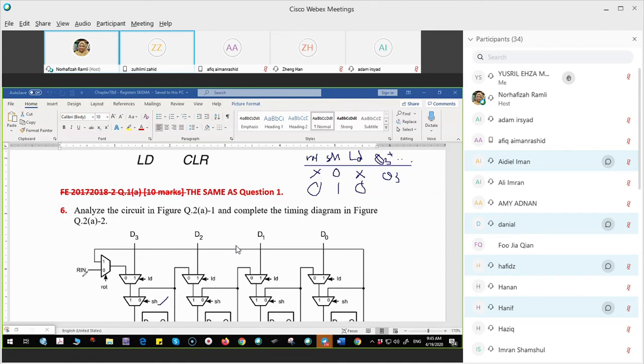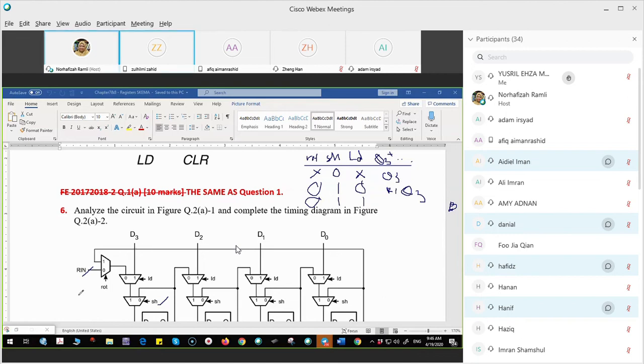When load is 0, this is when you shift right, isn't it? So this is what shift right. This one will take from R in, and then the next one will take Q3. Q2 will take from Q3, right? That means you shift right. Okay, zero. But what if 0, 1, 1?